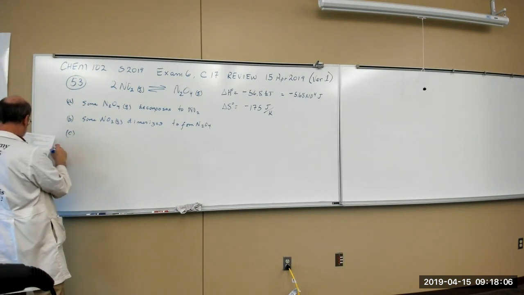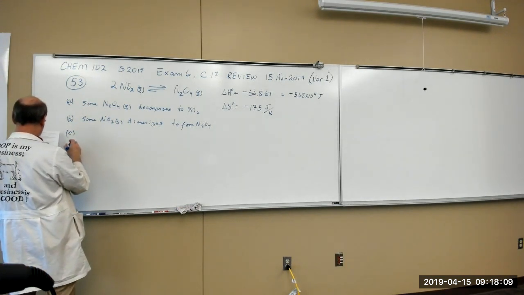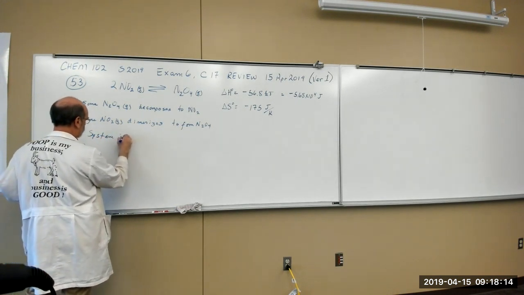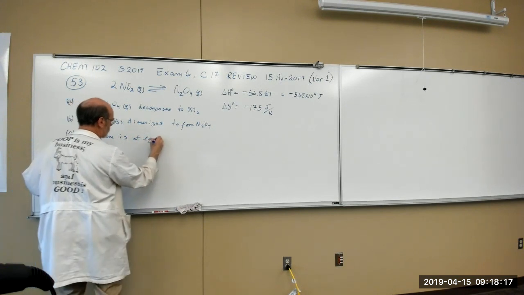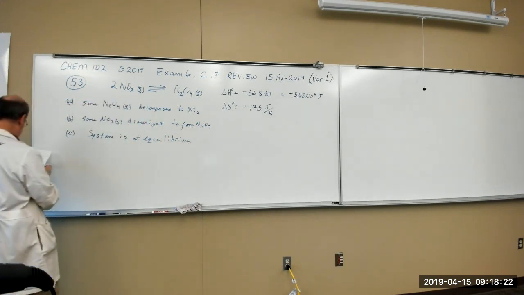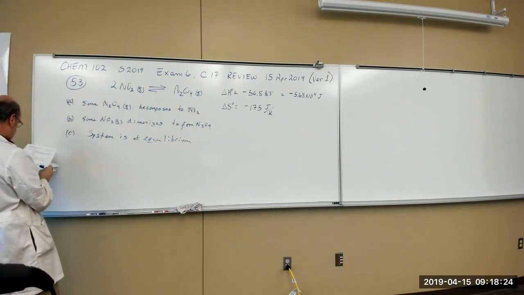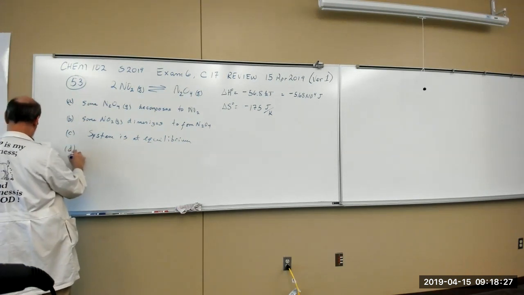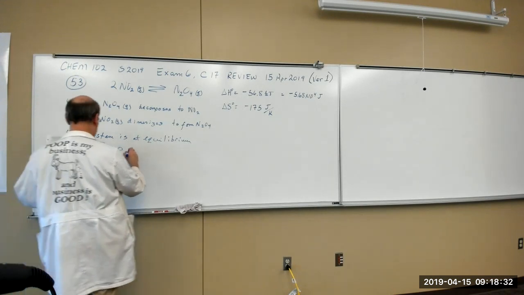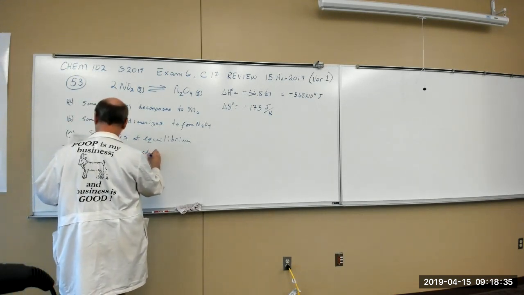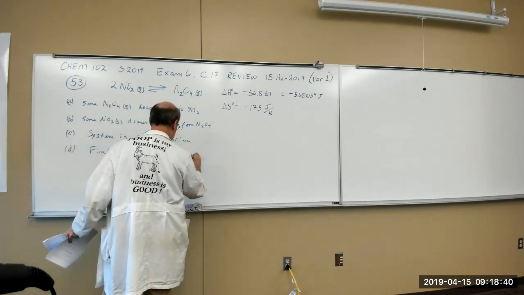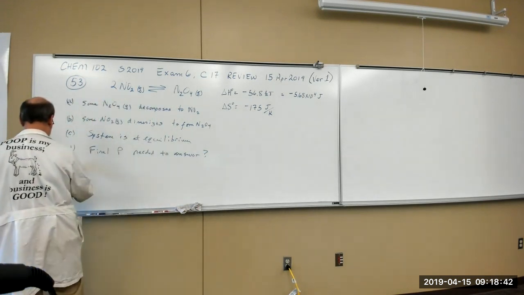C choice is systems at equilibrium. Okay, it's becoming clear to me now. And D is final pressure needed to answer the question. And E is none of these.